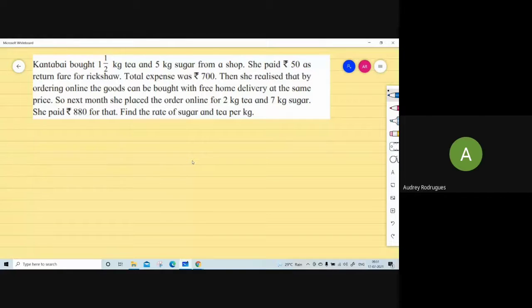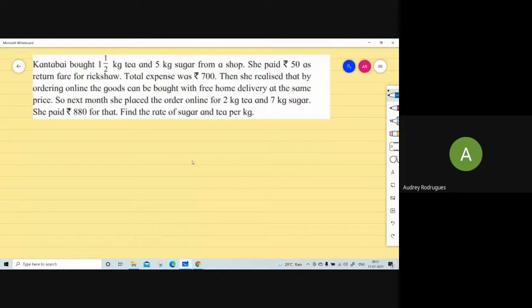Kantabai bought 1.5 kg tea and 5 kg sugar from a shop. She paid rupees 50 as return fare for rickshaw. Total expense was rupees 700. Then she realized that by ordering online, the goods can be bought with free home delivery at the same price. So next month, she placed the order online for 2 kg tea and 7 kg sugar. She paid rupees 880 for that. Find the rate of sugar and tea per kg.